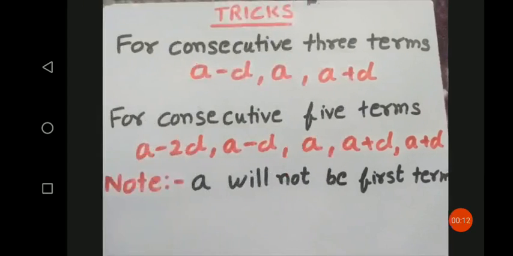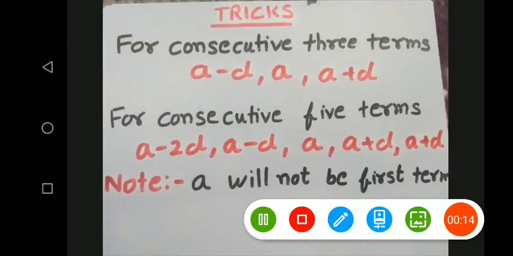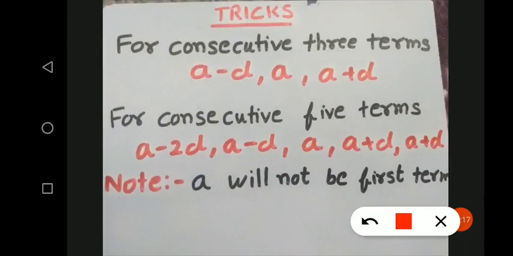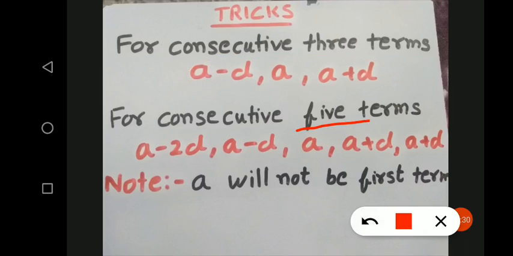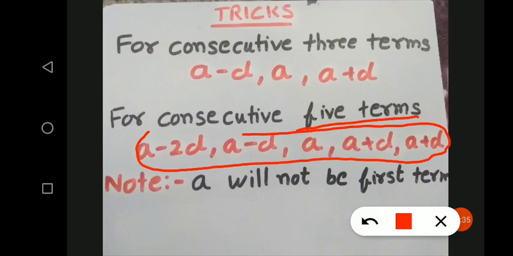Now the trick is that if three consecutive terms, any three consecutive terms are given, then we can take the terms as A minus D, A and A plus D. Similarly, if five consecutive terms are given, then we can take A minus 2D, A minus D, A, A plus D, and A plus 2D.